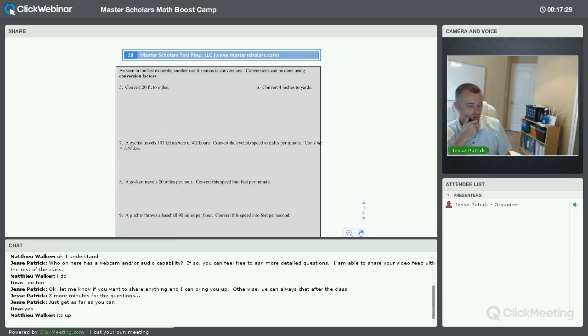So on page 18, we're going to do a little bit of conversions. I'm going to show you conversions as I work through it, so I'll teach it as I do it. But I'm going to do conversions through things called conversion factors, which means I'm going to multiply by a ratio.